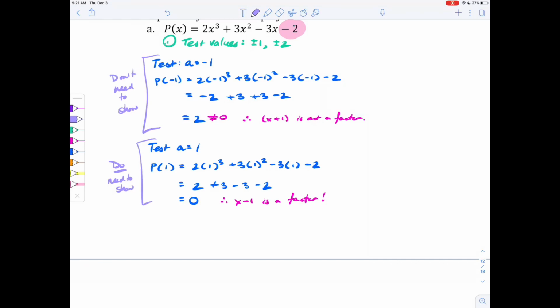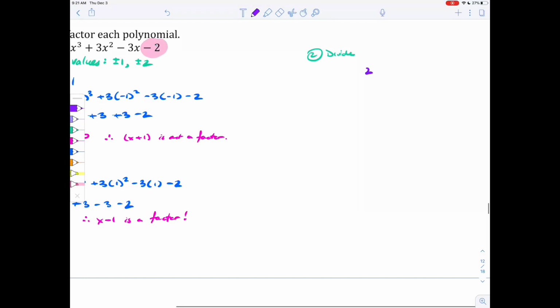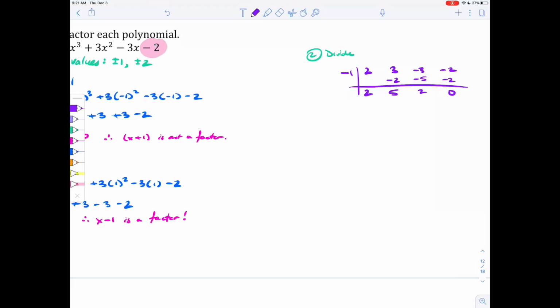If that's done, so now we've got that x minus 1 is a factor, in that case, we can divide. So my next step is to divide as a means of factoring. So I'm going to take 2x cubed plus 3x squared minus 3x minus 2, and I'm going to divide that by x minus 1. And get things happening as a result of that. I'm not going to really talk about the long division right now because that's expected at this point, or the synthetic division. But if you have questions on it, feel free to let me know.